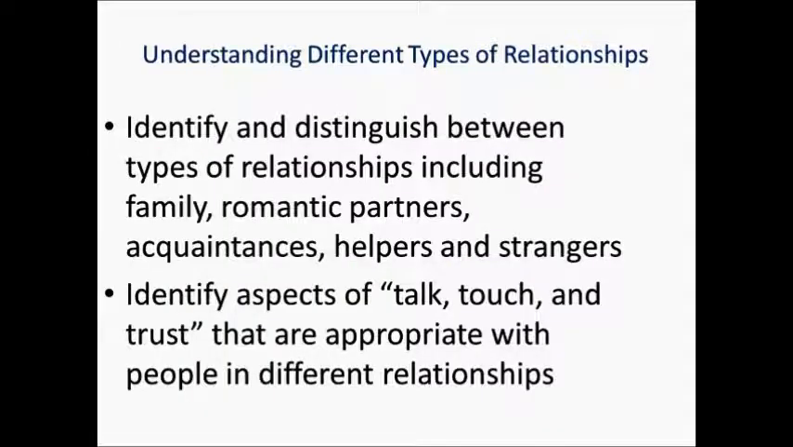So understanding different types of relationships. Identify and distinguish between types of relationships, including family, romantic partners, acquaintances, helpers, and strangers. Identify aspects of talk, touch, and trust that are appropriate with people in different relationships.